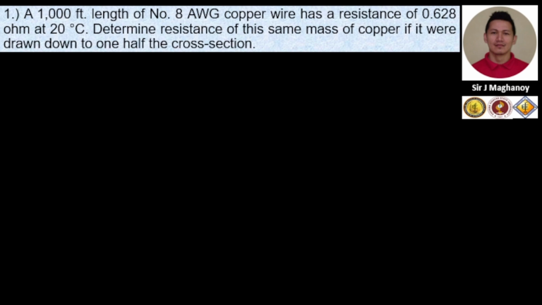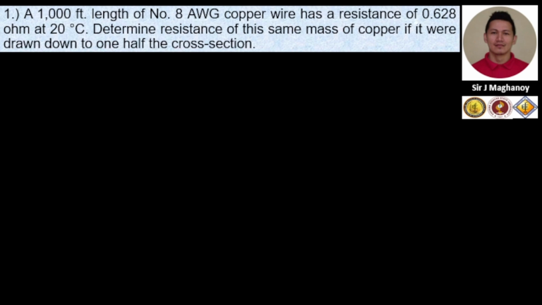Number 1. A 1,000 feet length of number 8 AWG copper wire has a resistance of 0.628 ohm at 20 degrees Celsius. Determine the resistance of this same mass of copper if it were drawn down to one half of the cross section. Okay, so in this type of problem, it means that the cross-sectional area of the final condition has been drawn down to one half.